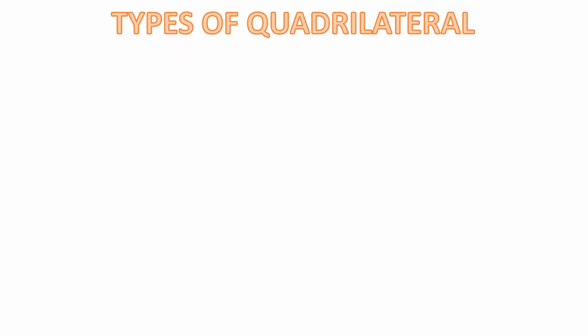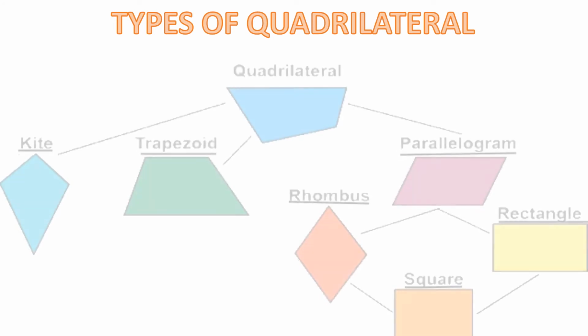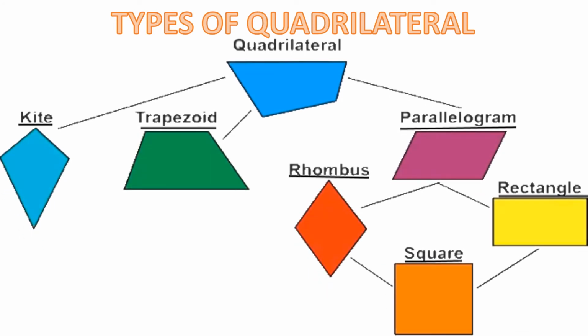Now the types of quadrilateral. These are the types of quadrilateral: the trapezoid, then the kite. Then from the quadrilateral, the parallelogram, which is divided into two parts: one is the rhombus, another is the rectangle. From a rectangle and rhombus, the square is formed. So these are the types of quadrilateral. Let's learn about the properties of quadrilateral now.